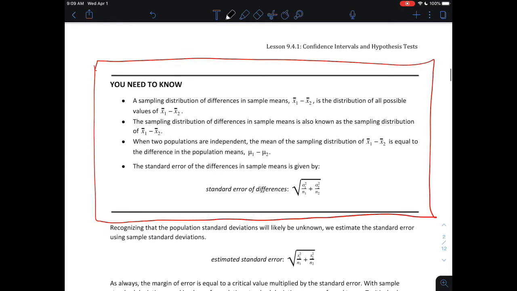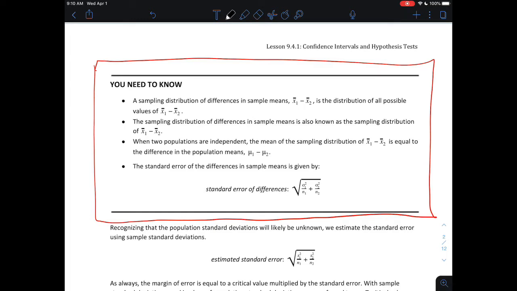So here's what we need to know for this lesson. A sampling distribution of differences in sample means is the distribution of all possible values of x bar 1 minus x bar 2. The sampling distribution of differences in sample means is also known as the sampling distribution of those differences, x bar 1 minus x bar 2.